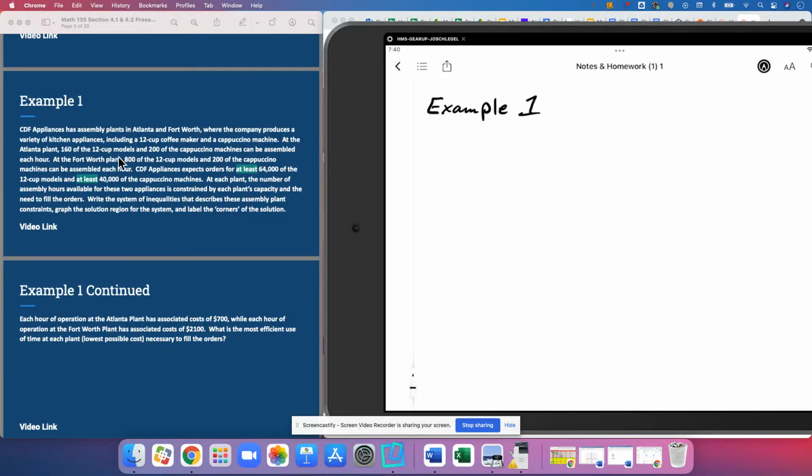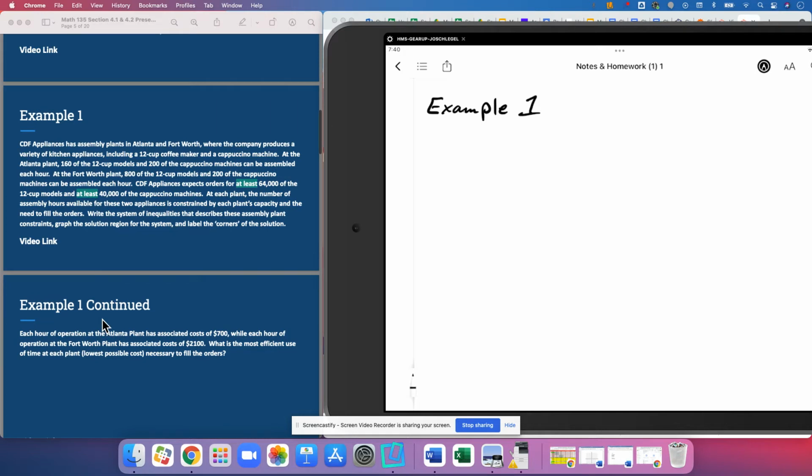All right, so you will see that for example one, I have example one, then I have example one continued. We're going to handle this problem in two parts. First of all, please do not freak out about the size or the number of words that we have to read in order to do this problem. Yeah, there's a lot here, but we're going to go through a process of making sense of it.